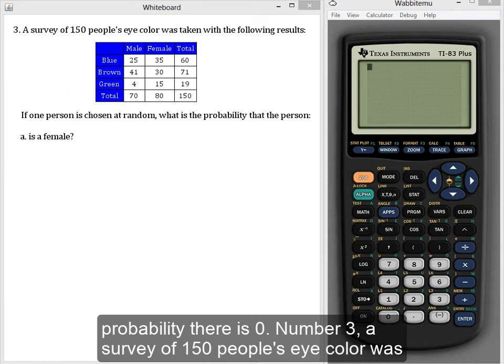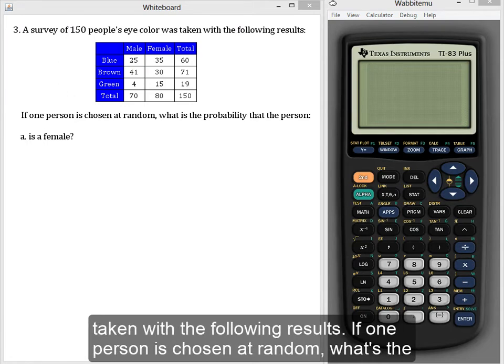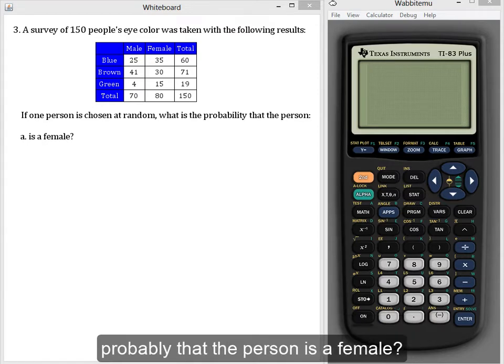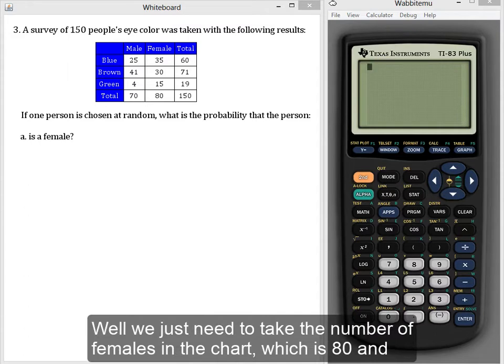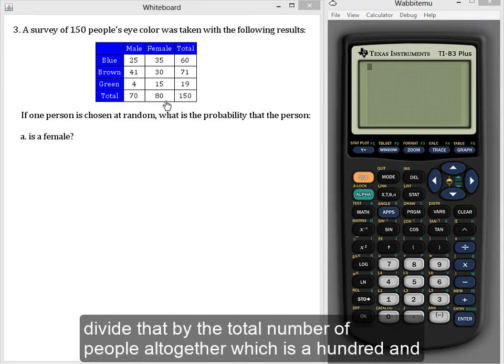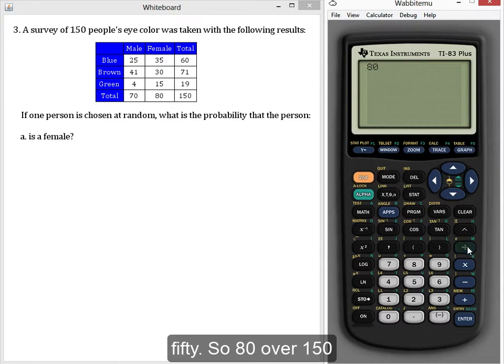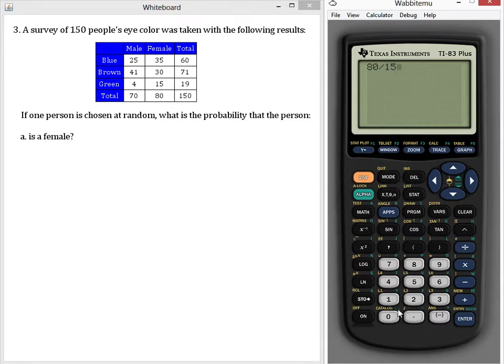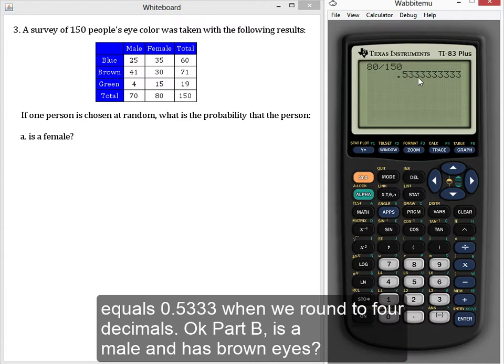A survey of 150 people's eye color was taken with the following results. If one person is chosen at random, what's the probability that the person is a female? Well, we just need to take the number of females in the chart, which is 80, and divide that by the total number of people altogether, which is 150. So 80 over 150, 0.5333 when we round to 4 decimals.